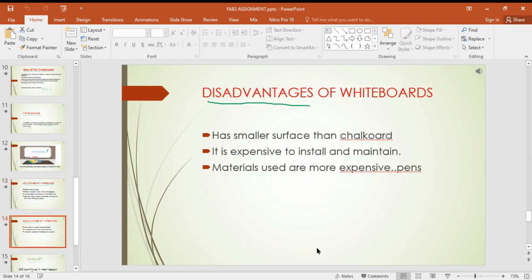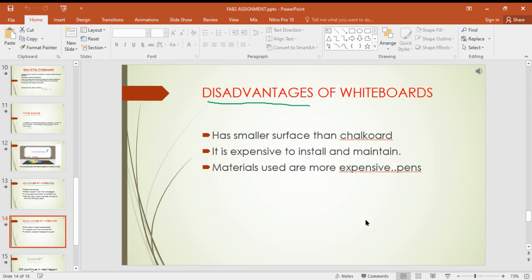Then we have also the disadvantages. Remember, anything that has its advantages goes hand in hand with disadvantages. The first disadvantage of the whiteboards is that they have a smaller surface than the chalkboard. The chalkboard has ample space, but the whiteboard is smaller in size. It is very expensive to install and maintain. The materials used are more expensive, e.g. the marking pens. With the chalk, a packet of chalk is very cheap compared to one marking pen.